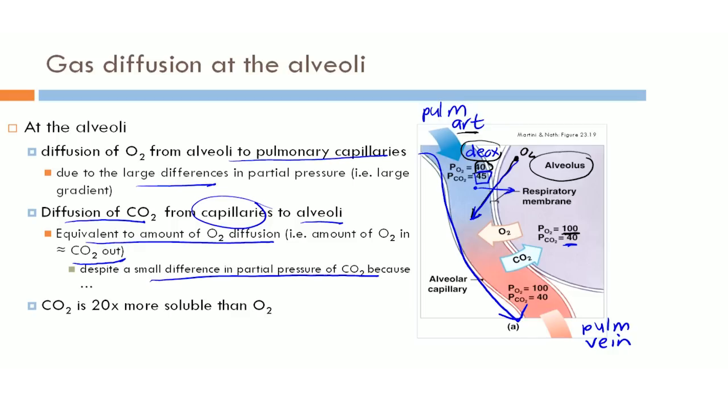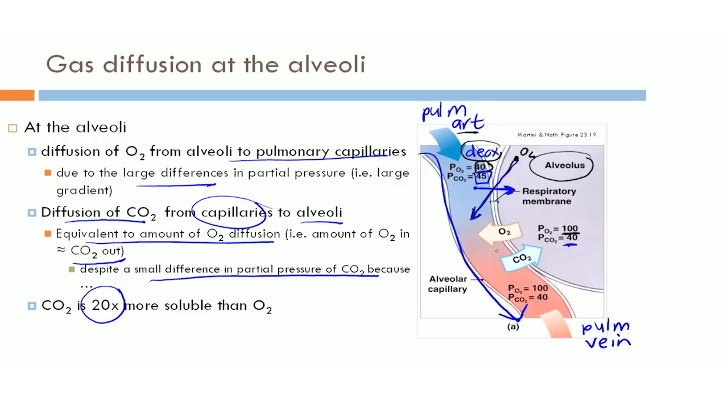And the reason for this is that despite this very small concentration difference, as I mentioned before, carbon dioxide is 20 times more soluble than oxygen, so it diffuses more readily. So we get equal swapping of the amounts of carbon dioxide and oxygen despite the lower concentration or partial pressure difference for carbon dioxide. So that's what happens at the alveoli.